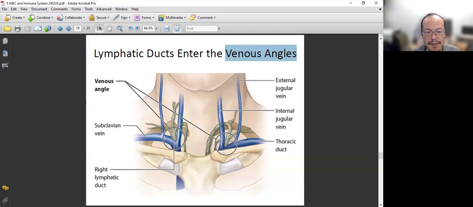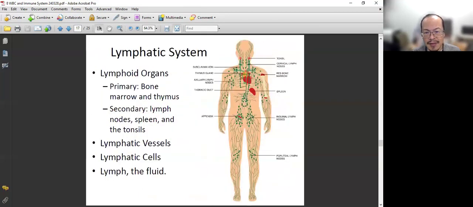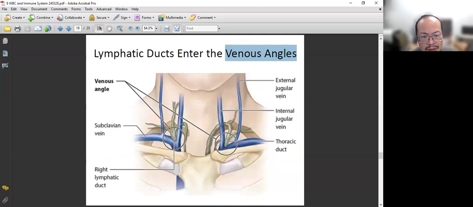So the lymphatic duct right here. So this is one lymphatic duct. All together, let me show you here. All together, this lymph will go into two lymphatic ducts, and the two lymphatic ducts will enter the venous system at the venous angle. So that's that. So we have left venous angle, right venous angle. So it's here, right venous angle, left venous angle.